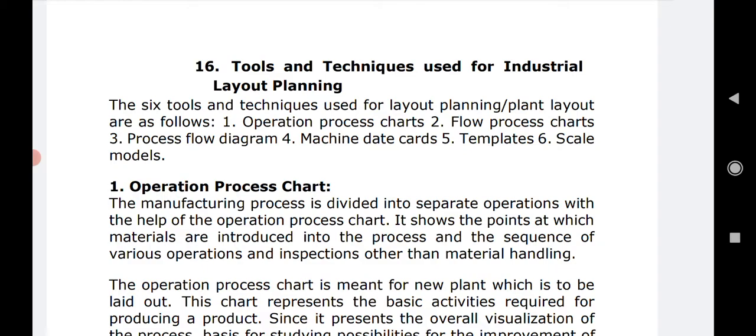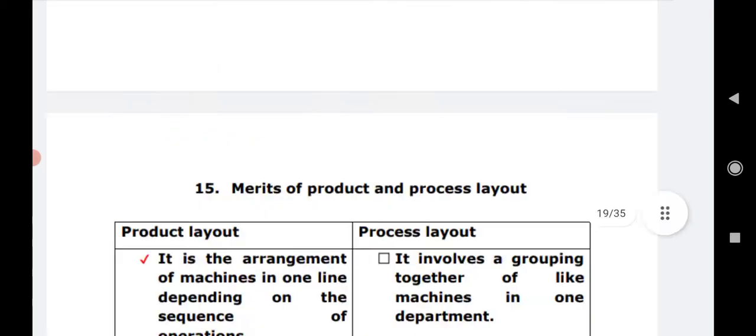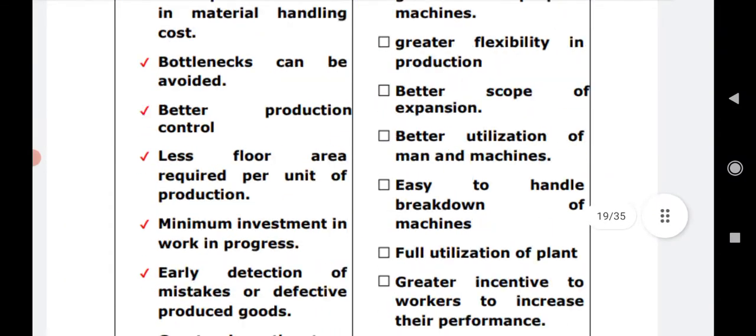In the previous sessions, we have already checked out the various types of plant layout. In today's session, we'll be checking out the tools and techniques of industrial layout planning. What are the different tools and what are the different methods which can be used for, say, laying out the plant in the unit or in the industry? Those tools and techniques we are going to check quickly. All right, as we can see here.